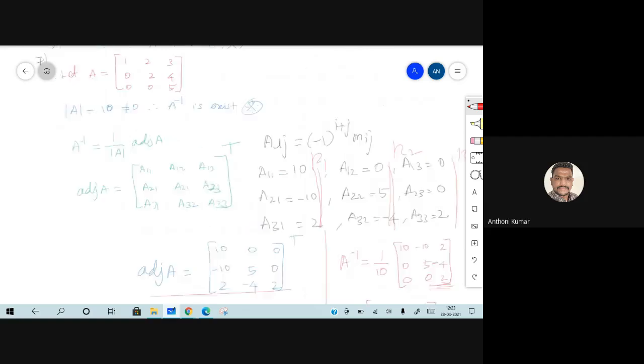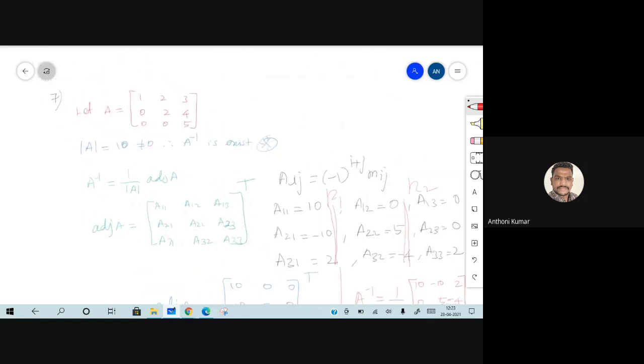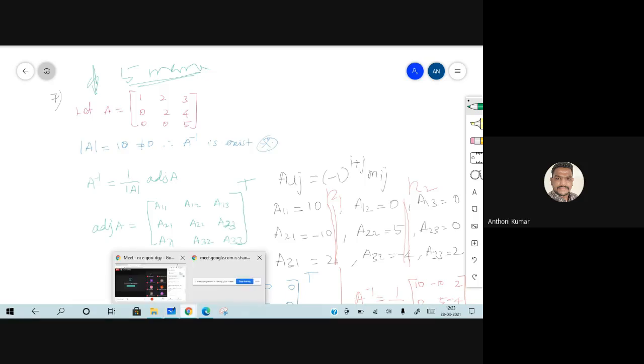For this whole question, you'll be getting 5 marks. This is very, very important, 5 marks. Please make a note of it. If you're thorough with this, you can believe that you have 5 marks in your hand. So understand the importance of learning inverse using determinants.